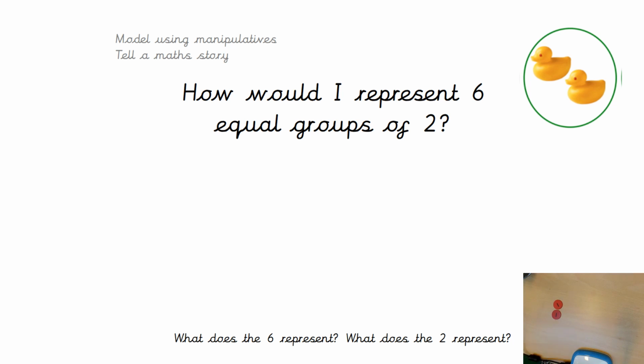But then, those 2 little ducks, well, they met another 2 little ducks. And then all of those ducks met another 2. And then they met another 2. And another 2. And finally, one last 2. So, I can see that I've got lots of groups of 2. 1 group, 2 groups, 3 groups, 4 groups, 5 groups, 6 groups of 2. So altogether, there were 12 little ducks. The 6 represents how many groups I've got, and the 2 represents how many I have got in each group.